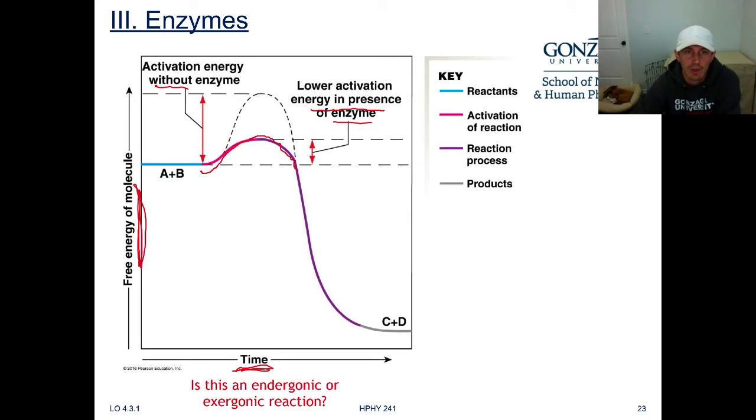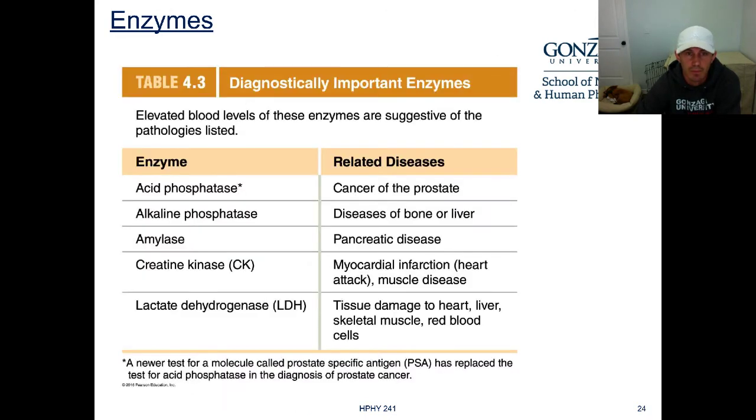I already answered this question. Is this endergonic or exergonic? If you don't remember, then think about that. So you might be thinking, well, what's the big deal about enzymes? We're only concerned about the reactants or the products. There's some truth to that. However, the book just provides some examples of what it's saying are diagnostically important enzymes. The reality is every enzyme is important to allow for its respective chemical reaction to occur.